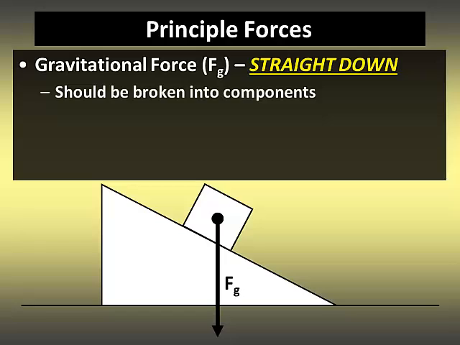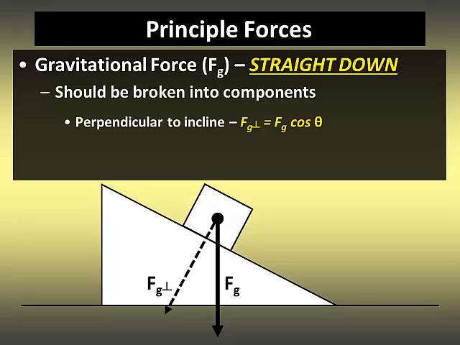And instead of doing x and y components, we're going to do a component that's parallel to the incline and perpendicular to the incline. Alright, so perpendicular to the incline, we have Fg perpendicular equals Fg cosine theta, and parallel, we have Fg parallel is equal to Fg sine theta. So our Fg is broken down into these two components just to make our lives easier. And you can derive either of these using SOHCAHTOA.